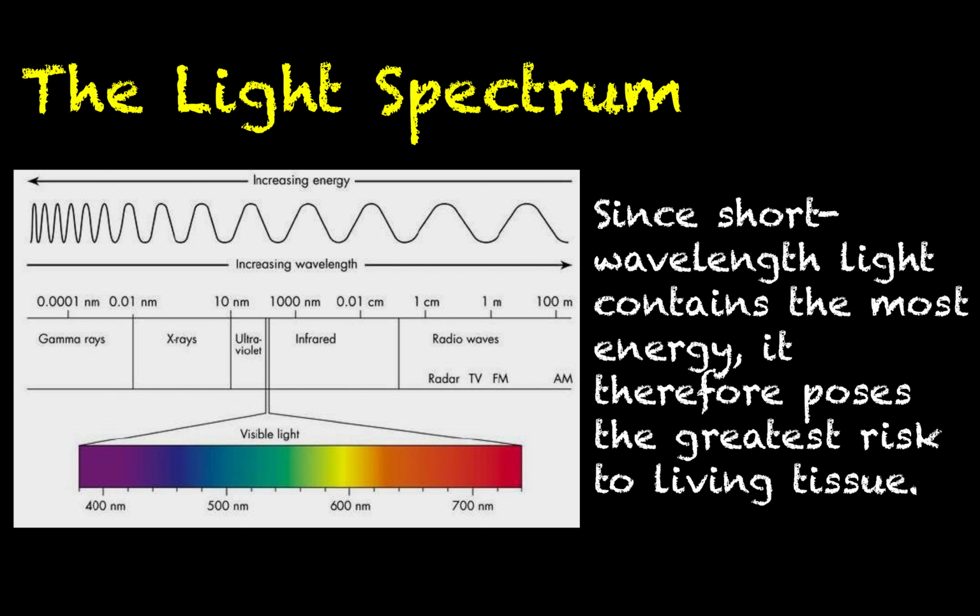The idea here is that the shorter the wavelength for a type of light, the more energy that light is going to have. Conversely, the longer the wavelength is, the less energy that light is going to have. So on the long end of the wavelength spectrum, we have radio waves, which are all around us.